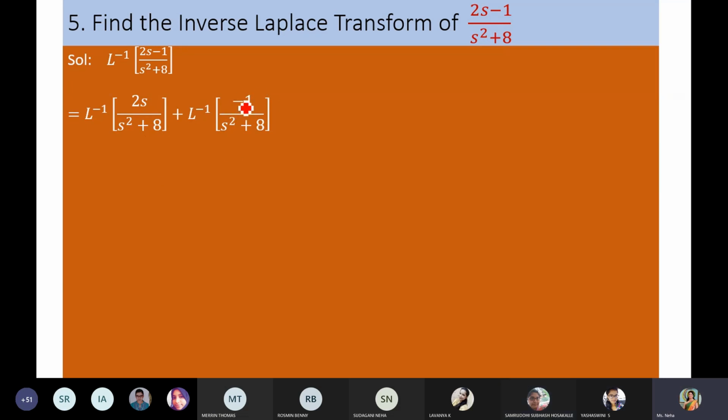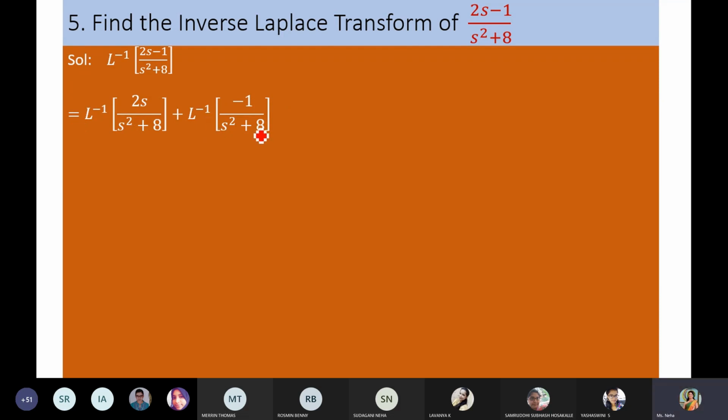And the second will become the formula for what? Since we have a number on the top, sine. It will be the formula for sine. Now we have to do some adjustments so that they exactly become the formula for sine and cos. So from here, we can take 2 common.